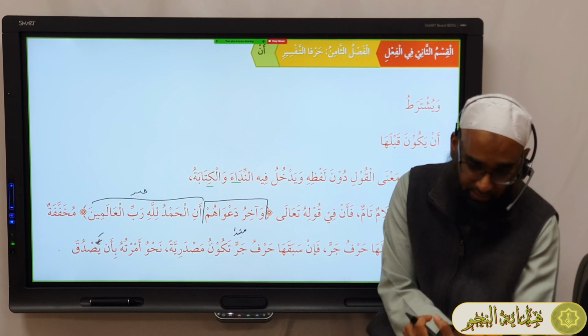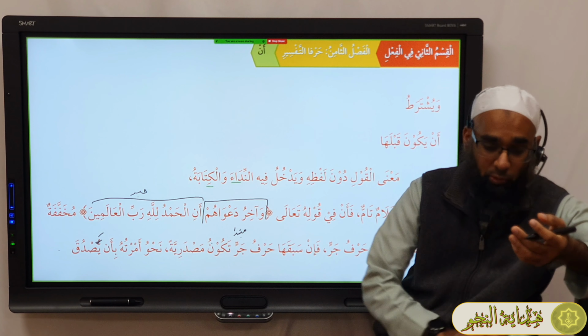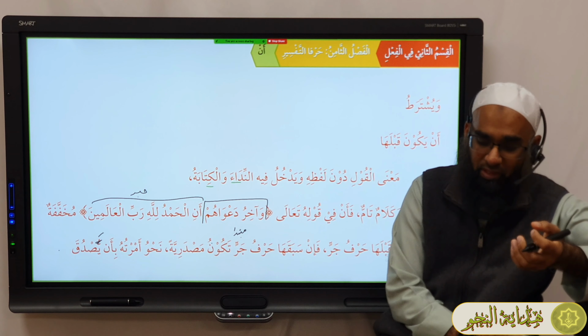So if you have a situation where you think it could be a tafsir because there's ma'na al-qawl duna lafzihi, but the an is preceded by a harf jar, then automatically you say no, it's not a harf tafsir because it has ba harf jar before it, and harf jar cannot come on a tafsiriyya. Understood? Yes?